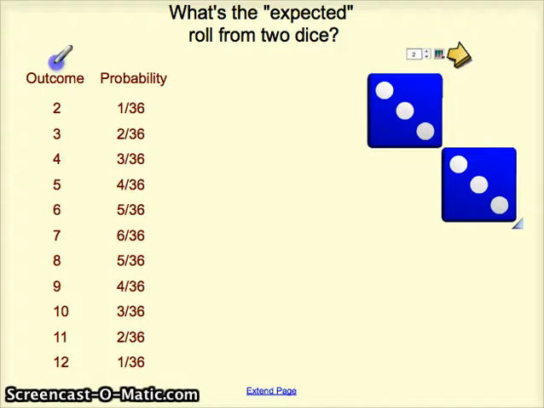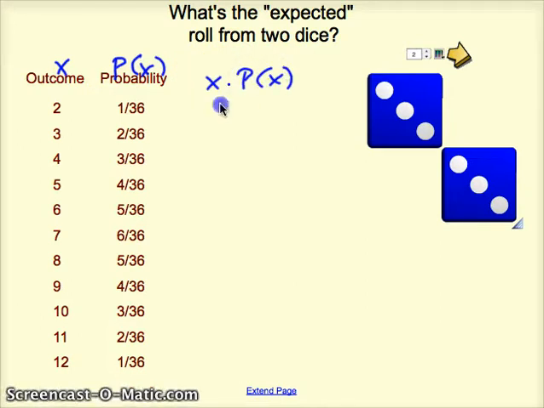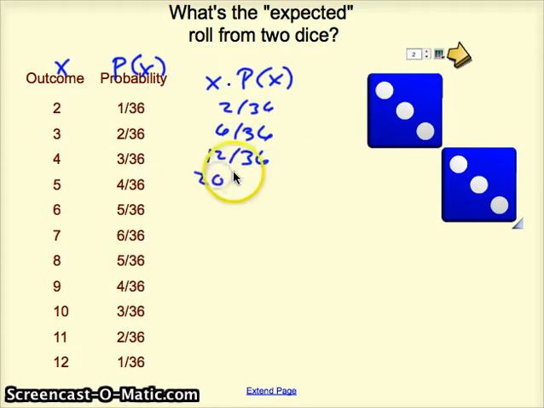I'm going to take an outcome, we'll call that x, and then I'm going to take a probability for that outcome. And I'm going to multiply those, every outcome times its probability. And I'll do this quickly. 2 times 1/36 is 2/36. 3 times 2/36 is 6/36. 12/36. I'm multiplying every outcome times its probability here. And we sort of get these weighted values, weighted based on probability.